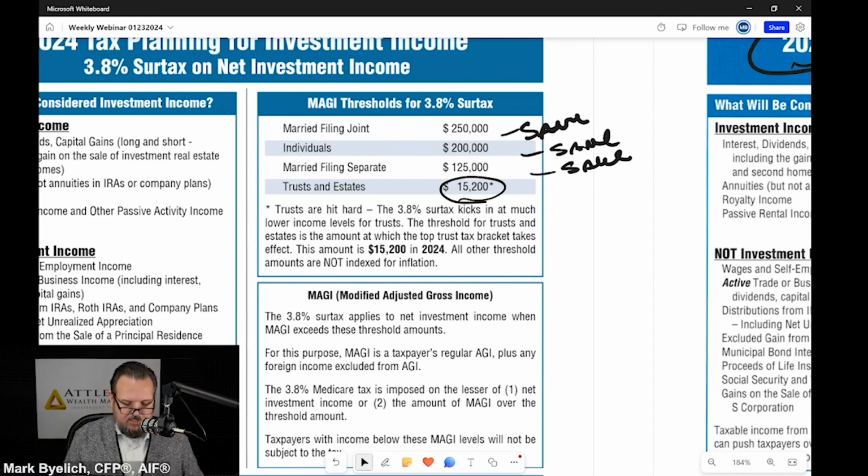These are, and that's because it's the only one that's indexed for inflation. The other ones are not indexed for inflation, which means they're not going to change. They are unlikely to change. These are those phantom taxes. This is an example of the phantom tax increases that are going to happen year over year, and Congress doesn't have to do anything for that. More and more people are going to be affected by this.